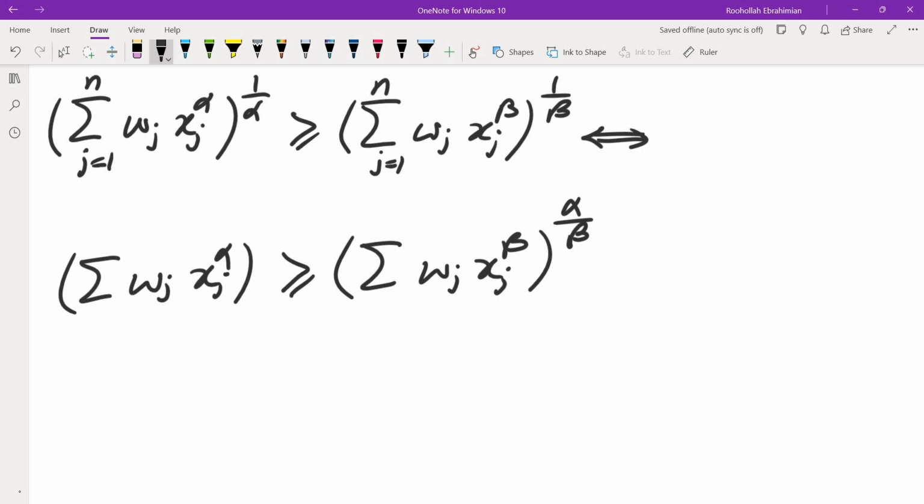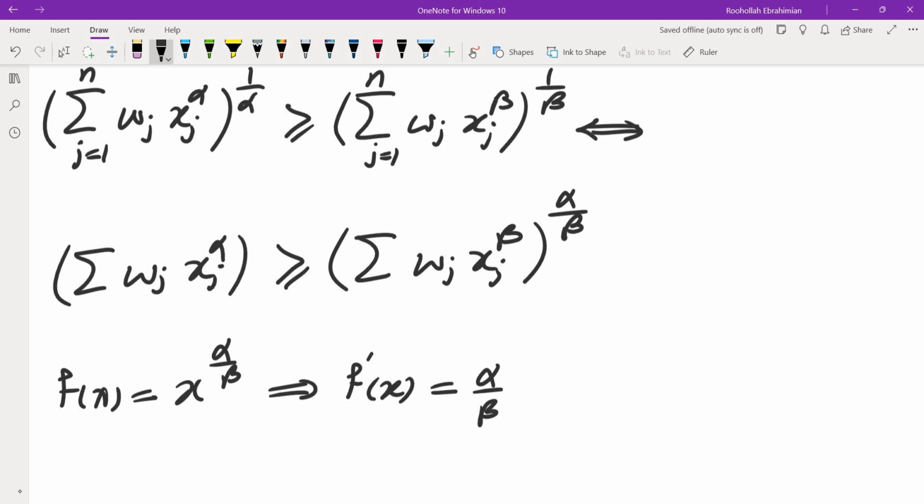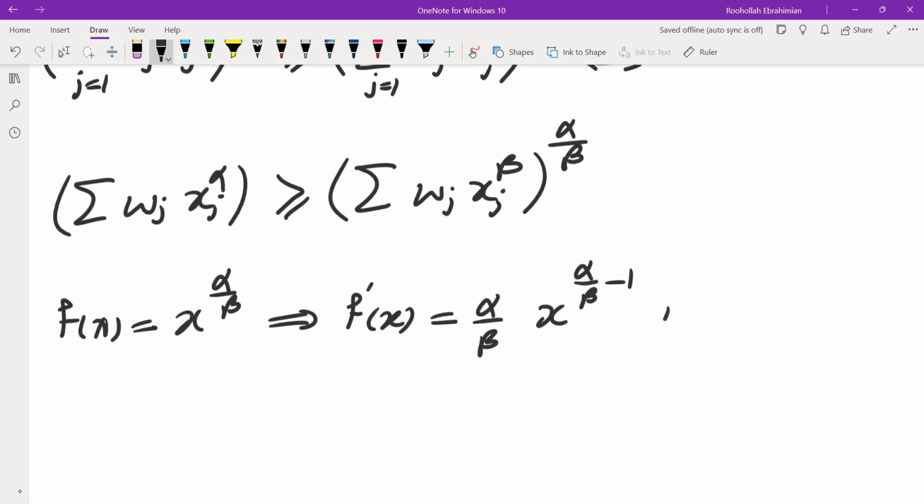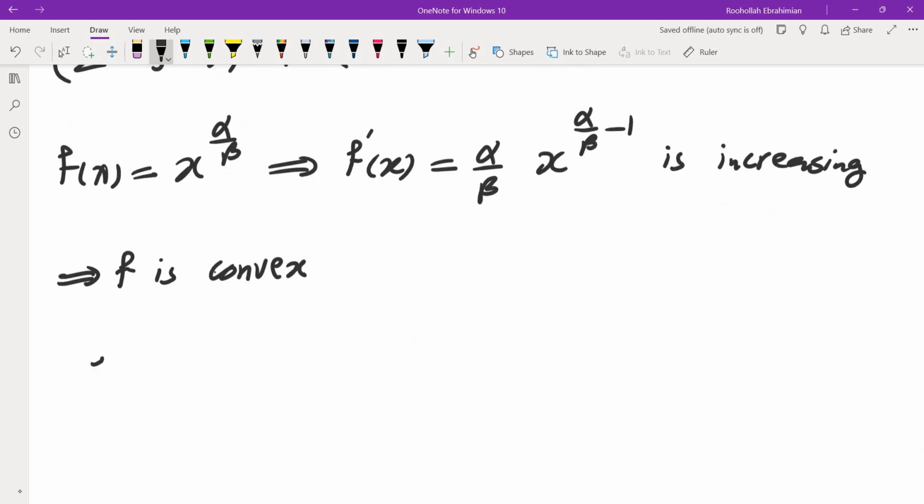Now look at this function, f(x) equals x^(alpha/beta). Let's take the derivative of that. f'(x) becomes (alpha/beta), which is positive, times x^(alpha/beta - 1). Since alpha over beta is more than 1, this is in fact increasing. Because this is increasing, that means f is convex. So because f is convex, we can use Jensen's inequality. So that tells us f of the sum of wj xj.